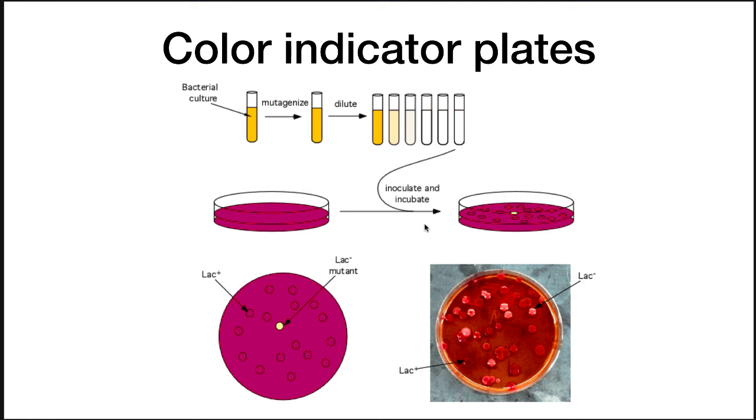Imagine that you plate onto a MacConkey plate, and again, remember that lac minus colonies will appear differently than lac plus colonies. So you can just plate them all out. You can look through hundreds of plates and screen through thousands of strains, and it's very easy to very quickly find a different colored colony that signifies the mutant that you're looking for. So there's 3 examples of the kind of screens that you can do. You can do enzyme assays, you can do replica plating, or you can use color indicator plates.